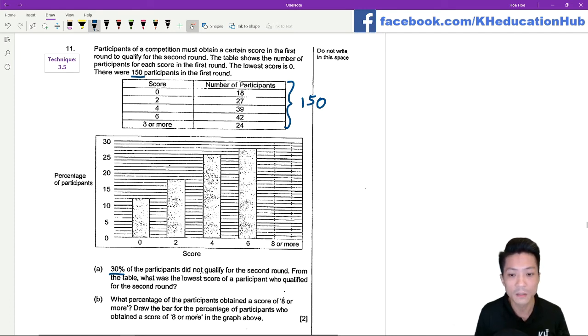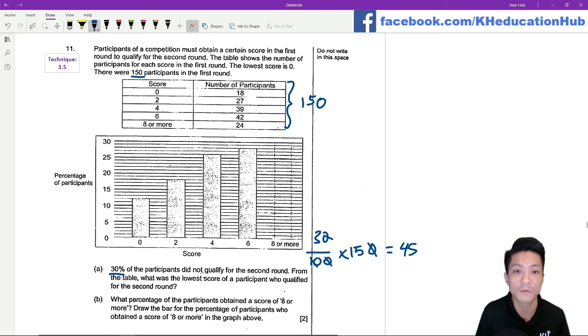I want to find 30% of the participants. It is basically 45 participants. So 45 is over here. Okay, which means that this is the cutoff point. Okay, the lowest score of a participant is 4.